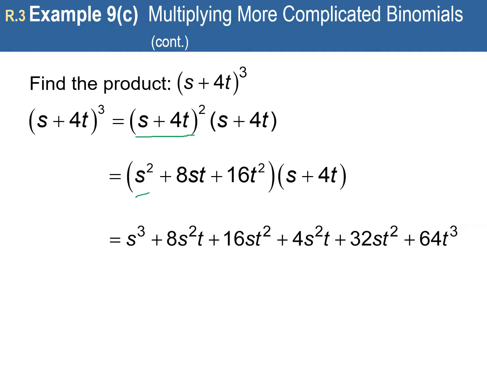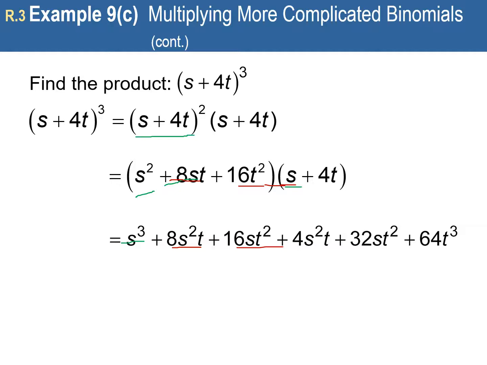So it's s squared times s is s cubed. And then 8st, let me switch pen colors, 8st times s is 8s squared t. And then 16t squared times s is 16st squared.